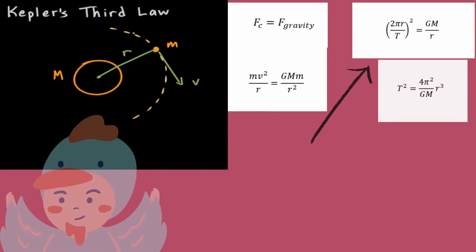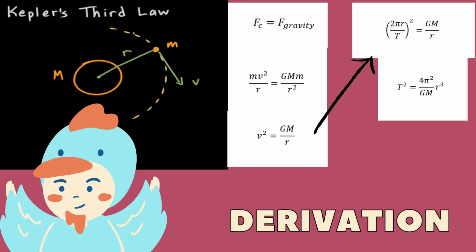Besides deriving it from Kepler's second law, we also can make the derivation from F central equal to F gravity. F sub C is equal to mv squared over r, and F gravity is equal to G capital M and small m over r squared. So we have to do the mathematical operation, and we will get v squared equal to GM over r. So remember that v equals 2 pi r over T, and replace it in the v position, and don't forget the square. Once again, square both sides and do the mathematical operation, we will get T squared equal to 4 pi squared over GM r cubed. So this is the formula of Kepler's third law.